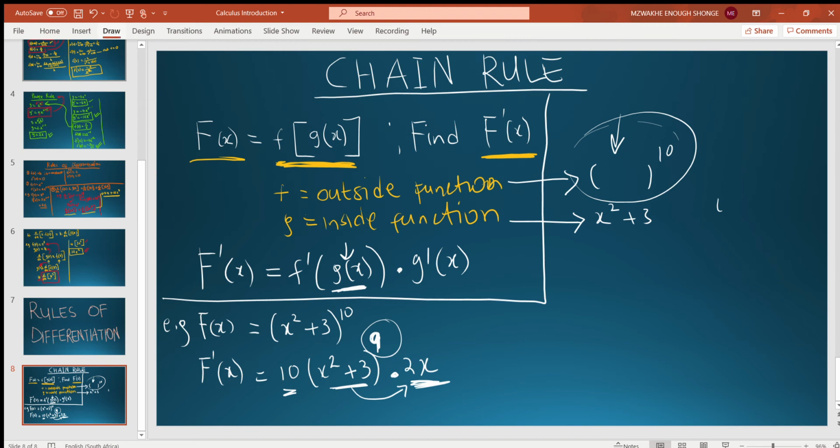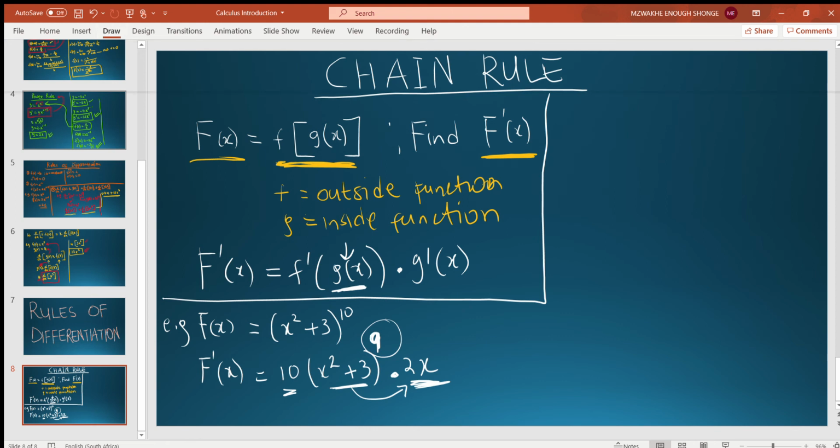So let's erase and do another problem. Suppose you have g of x equals 4x cubed minus 8x plus 5, to the exponent 20, for example.